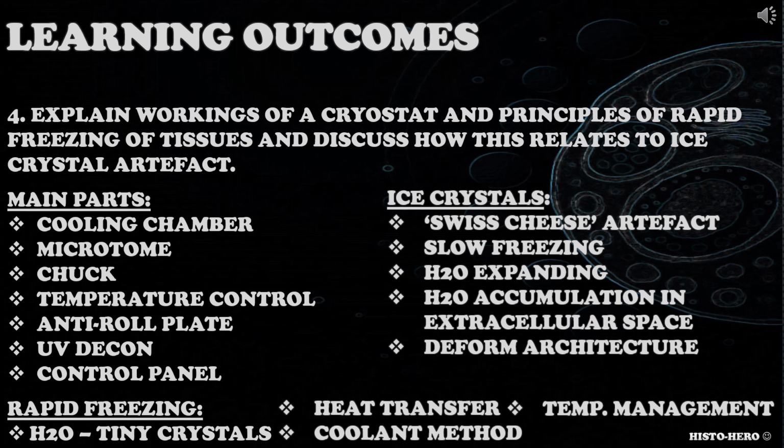Why does the tissue need to be frozen rapidly? Consider ice crystal formation in the extracellular space and their effect on tissue morphology and interpretation. Also consider the principles of rapid freezing and why this is important.